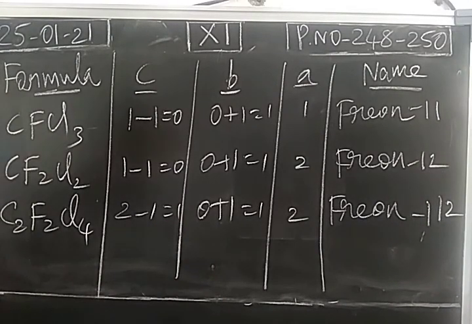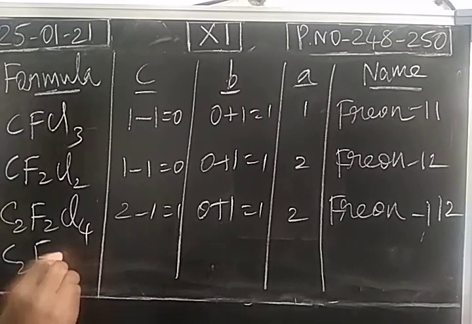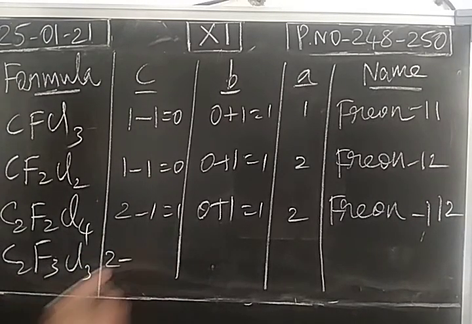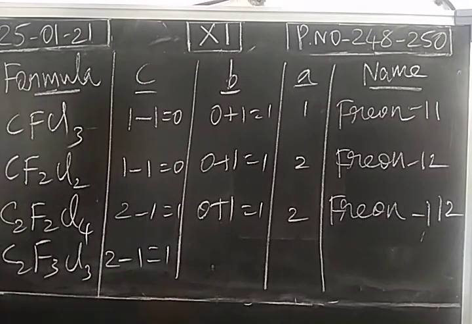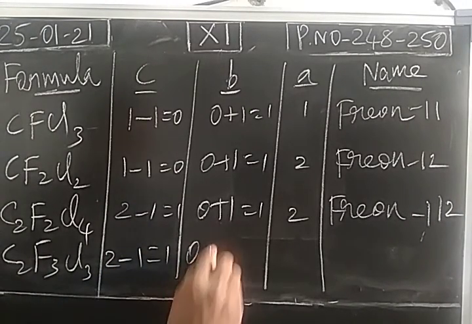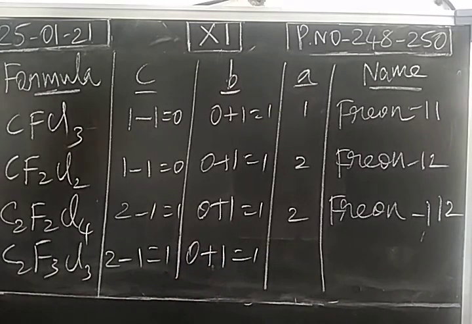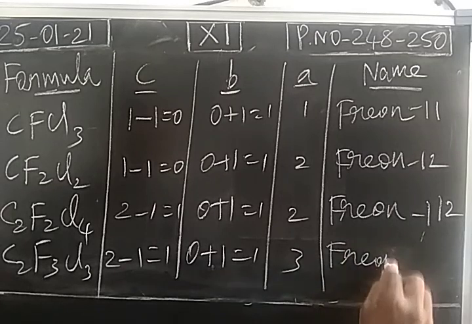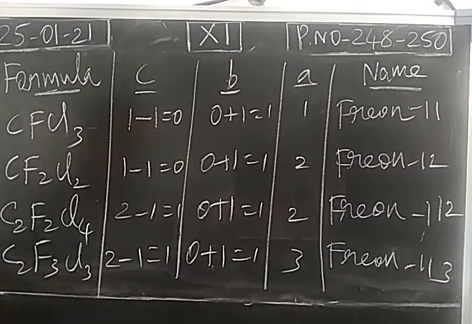We can take the fourth example, C2F3Cl3. This is also a chloro-fluoro derivative of ethane. Number of carbon atoms 2 minus 1, C value 1. Number of hydrogen atoms 0 plus 1, B value 1. Number of fluorine atoms 3. So its name is Freon 113.